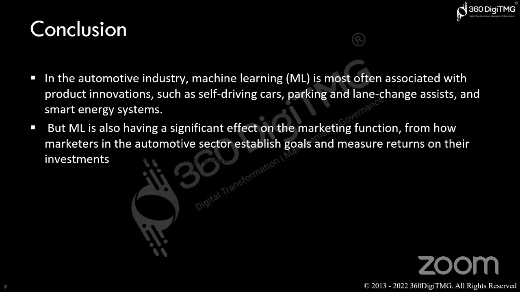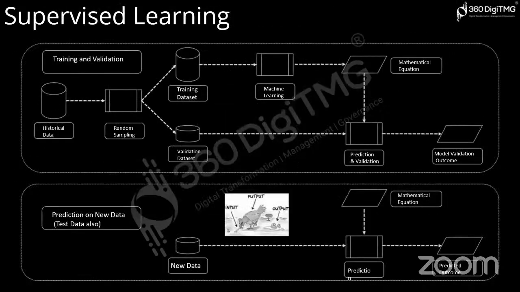Finally, in the automotive industry, machine learning is most often associated with product innovations like self-driving cars, parking and lane change assistants, and smart energy systems, and ML also has a significant effect on the marketing function. So this is simply the CRISP-ML(Q) methodology with respect to our automotive analytics domain.